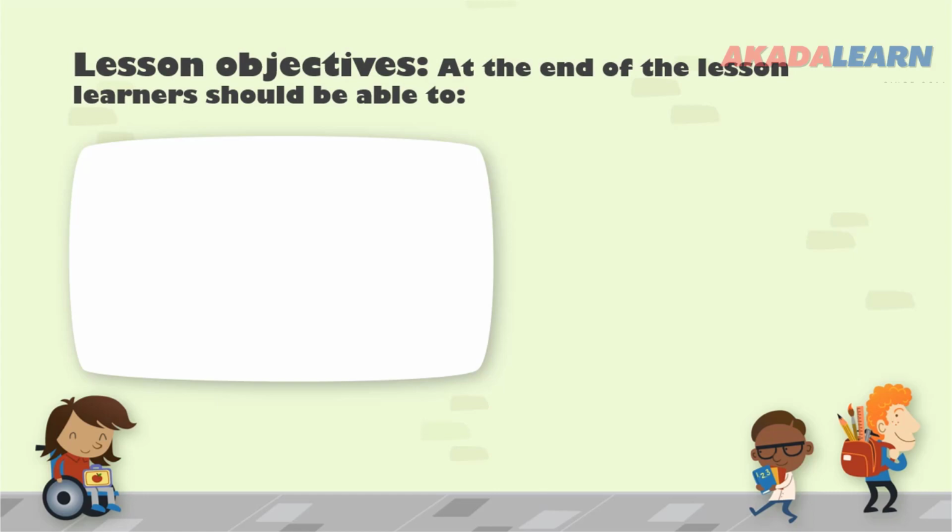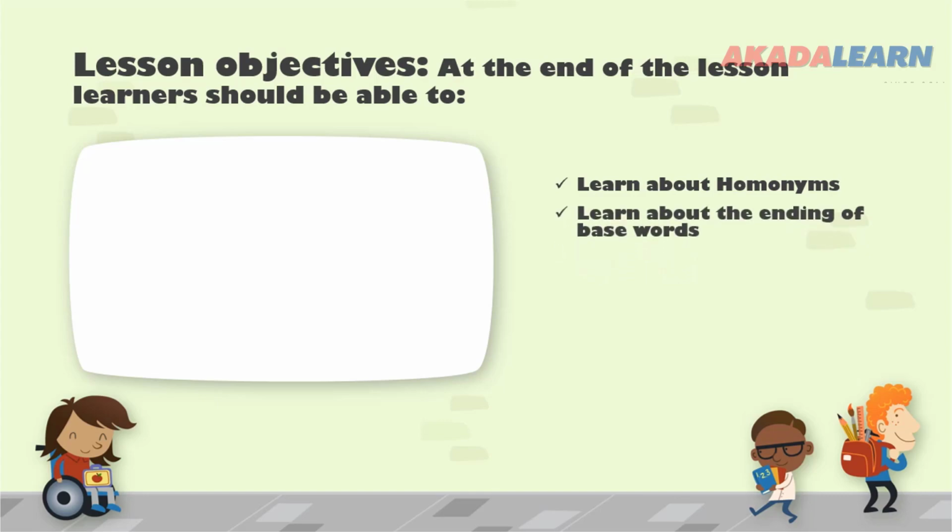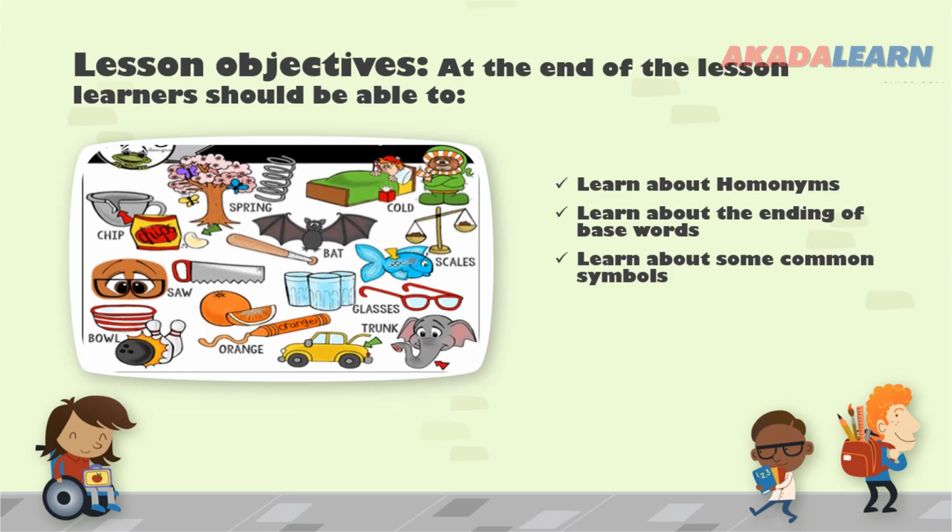Today we're going to be talking about homonyms. That's right, okay? It's a very interesting topic. Also, we'll be learning about base words and their endings. And finally, we'll be learning about some common symbols. You might have seen them in books or somewhere, maybe on posters. So we'll be learning about some of those symbols, okay? You ready?